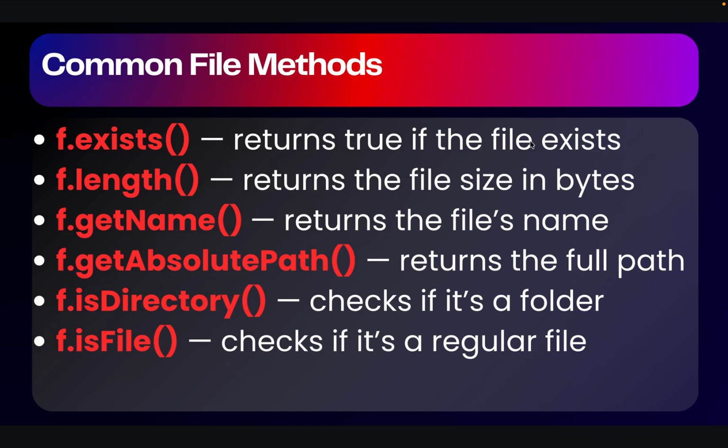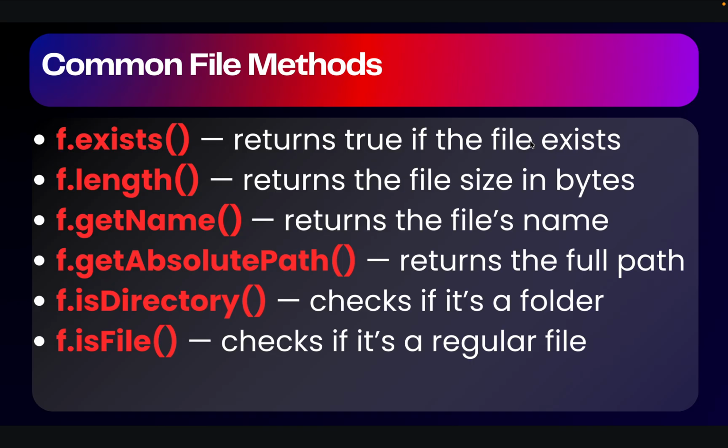Now those file methods we have here on the screen. So we have .exists, .length, .getName, .getAbsolutePath, .isDirectory, and .isFile. All of these will allow you to get some information about the file.